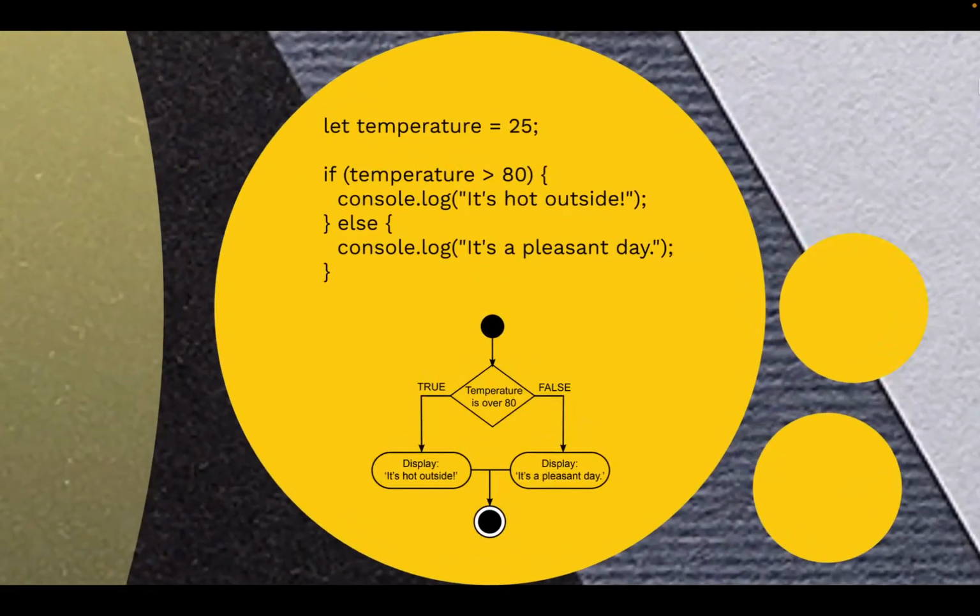One way to write conditionals is with the if statement. This statement checks if the temperature is over 80 degrees. If that condition is true, then it's hot outside is displayed in the console. However, if the condition is false, it's a pleasant day is displayed. So when a condition is true, the code inside the curly braces following the condition will run. If the condition is false, the code in the else block will execute.